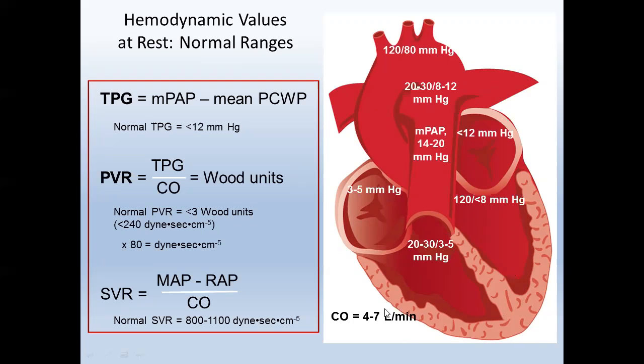So this gives you the normal values, 3 to 5. Your PA pressure is 20 to 30, diastolic 8 to 12, mean is 14 to 20, wedge pressure should be less than 12. Your left ventricular pressure systolic is 120, same as the systolic aortic pressure, but your left ventricular end diastolic pressure normal is less than 8. We consider anything up to 15 as within normal limits, but if you truly think, less than 8 is the normal value.